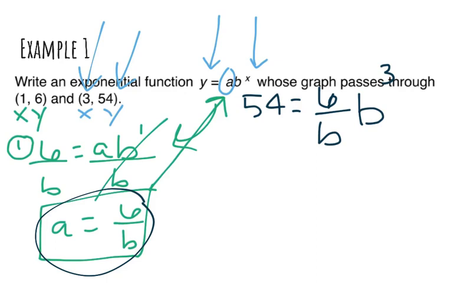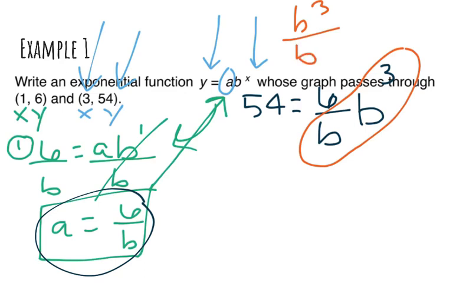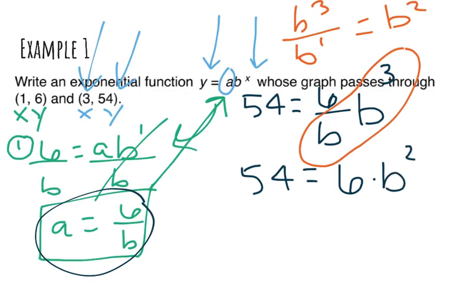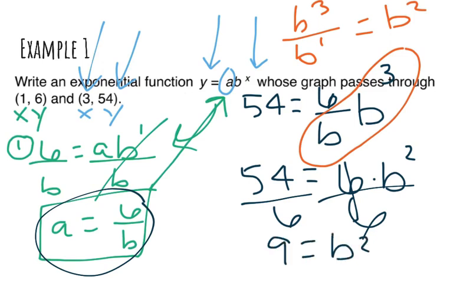First step in solving is to figure out what b to the third power divided by b is. Well, remember, if it doesn't have an exponent, we know it's 1. Using basic exponent rules, that's going to be b squared. So I have 54 equals 6 times b squared. Let's solve this for b. I need to divide both sides by 6, which gives me 9 equals b squared. If I take the square root of both sides, I get that b is equal to 3.